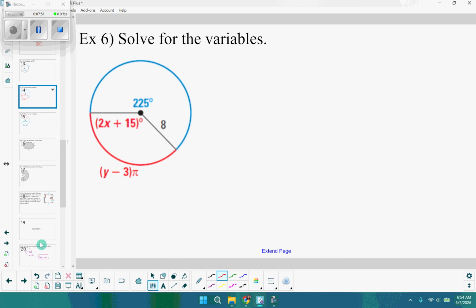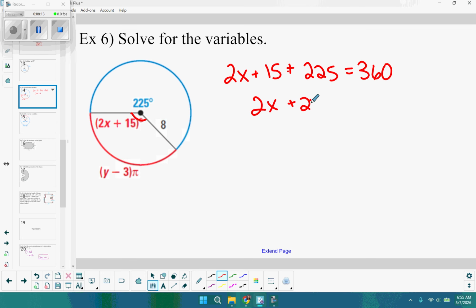So example 6 just says solve for the variables. So we know we could solve for x because that's an angle, and that angle is the remaining angle, knowing the rest of the circle was 225. So we know that everything together would equal 360. So adding those two angles up would equal 360. So that's going to give me 2x plus 240. So that 2x is 120, and x is 60.